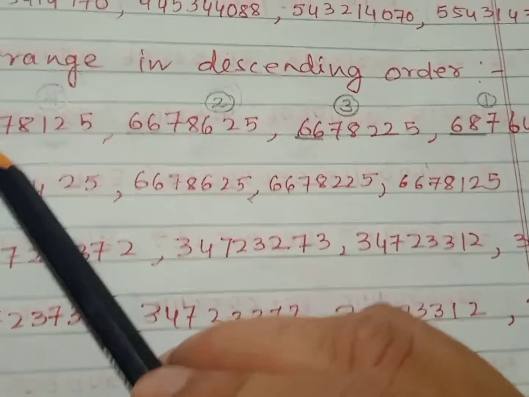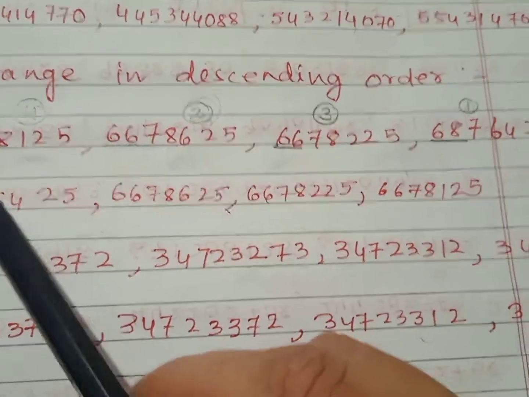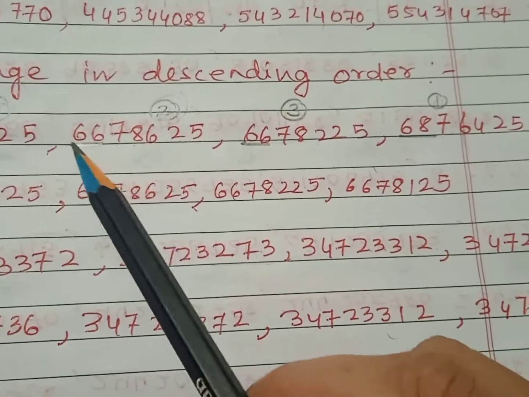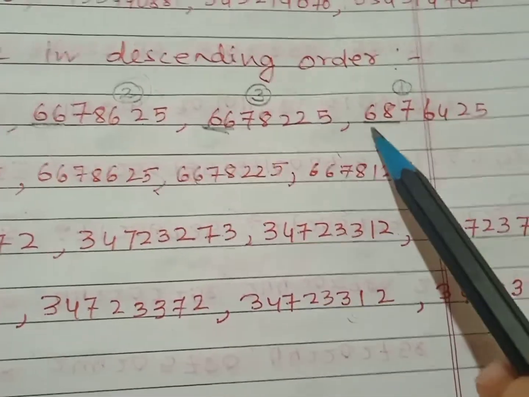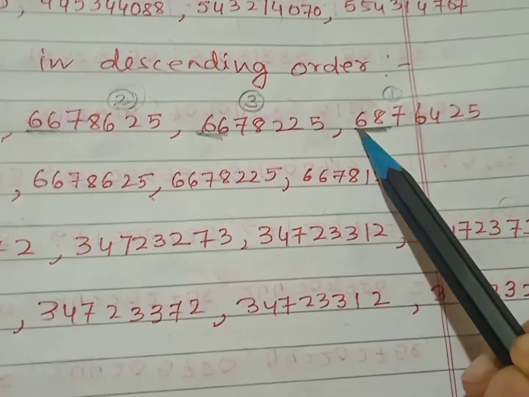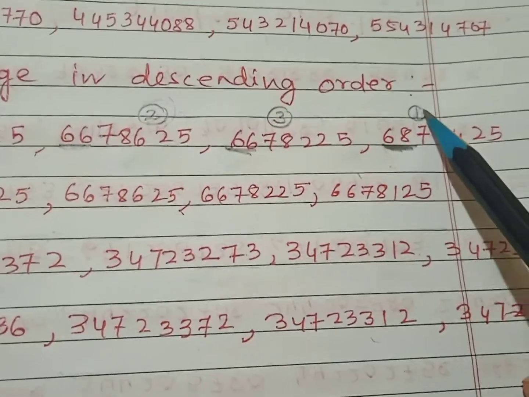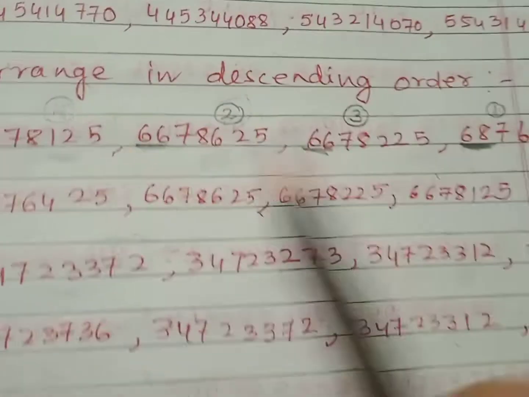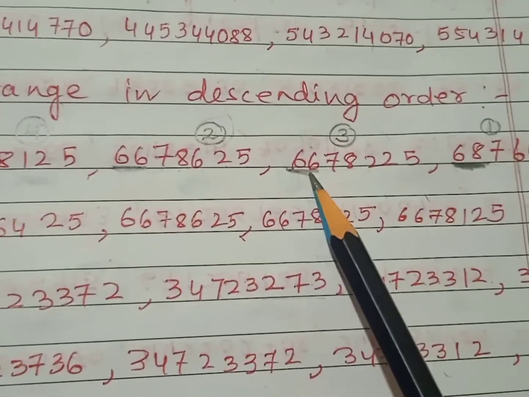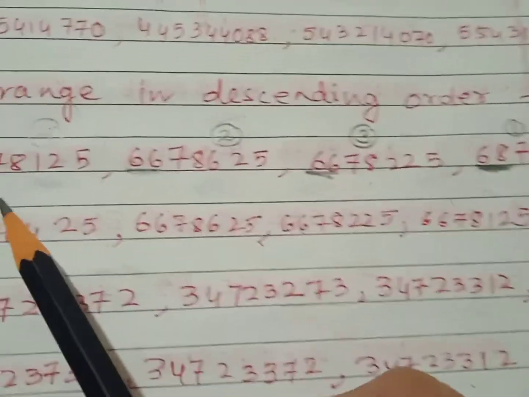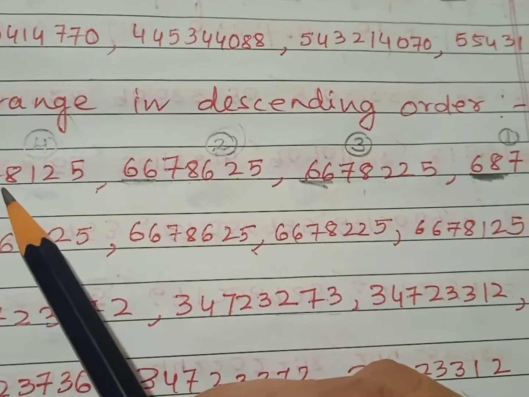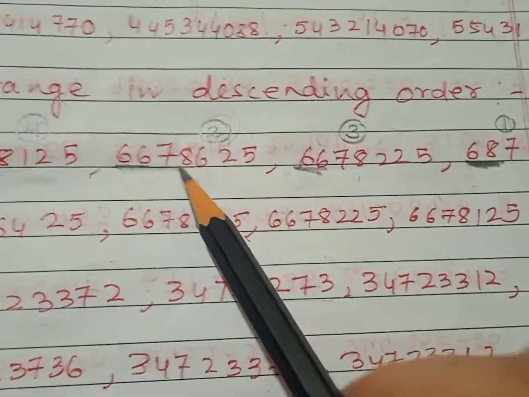Let's see the first two digits first: 66, 66 here as well, 66 here as well. Okay, 68. So 68 should be the biggest one, so we mark it as number 1. The rest are all 66, 66, 66. So we go for the third digit: 667, 667 here also, 667.